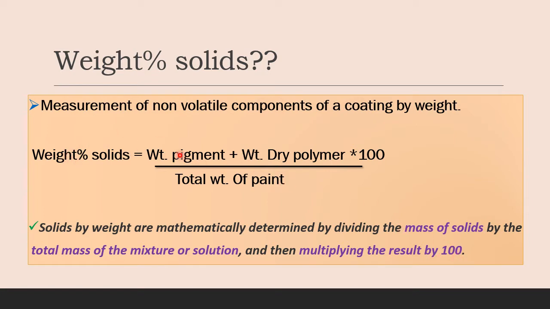Weight percent solid is equal to weight of pigment plus weight of dry polymer, where dry polymer means the weight of resin, divided by the total weight of paint. Once paint is inside the can, there are all the ingredients of paint: your pigment, resin, solvent, thinner, additives. But once it dries, there will be only pigment and dry polymer. So we take the weight of pigment plus the weight of dry polymer, divide by the total weight of paint and multiply by 100. Then we can easily calculate the weight percent solids.